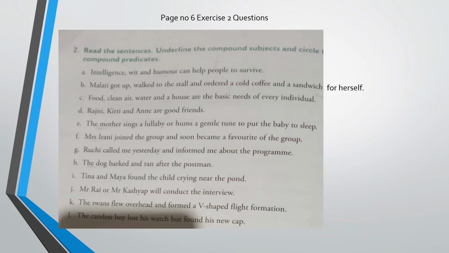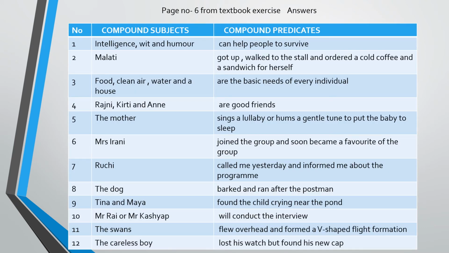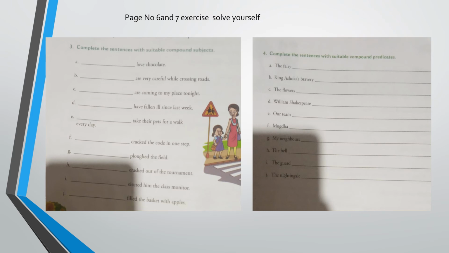So don't get confused. Compound means what? It is double. Subject means noun or pronoun. Compound subject means two nouns or pronouns coming combined. You and I are reading in the library. Like this. In the same way, a compound predicate also: two predicates coming together by using and, but, or. So by this exercise you come to know. Read the sentences properly and check in the answers how the compound subject and compound predicate are. I have given them here. Next, pages 6 and 7 in your textbook, that you have to solve yourself.